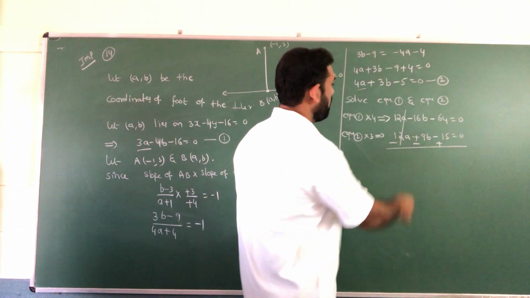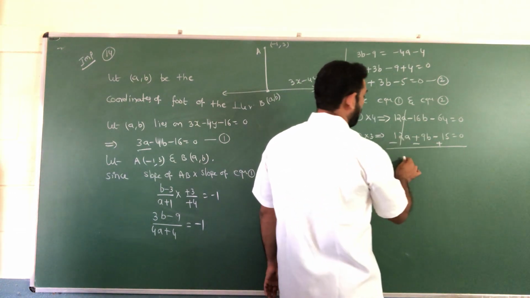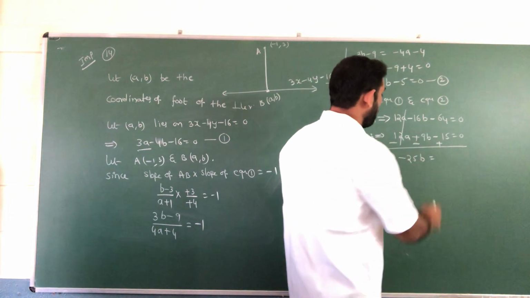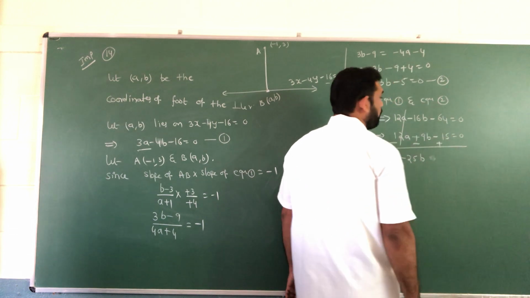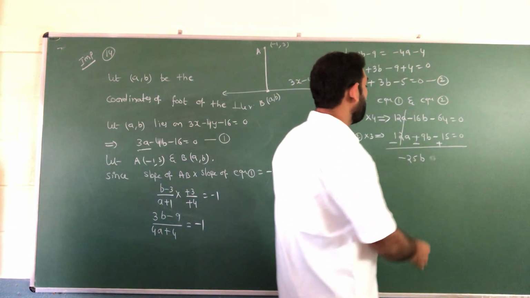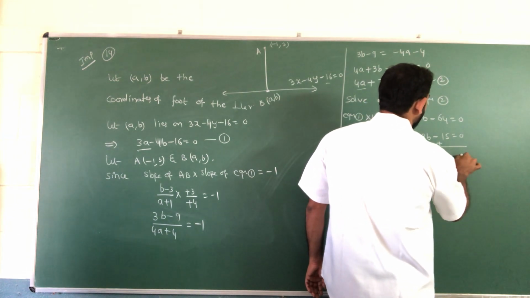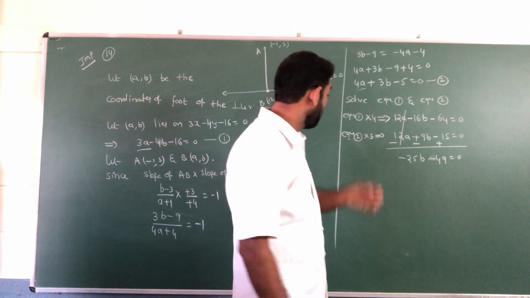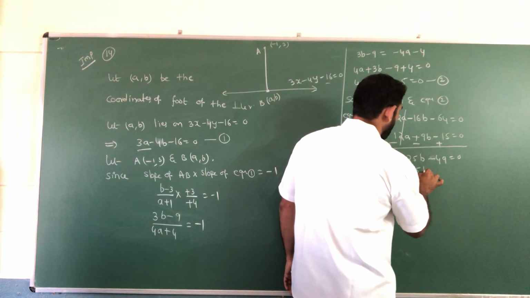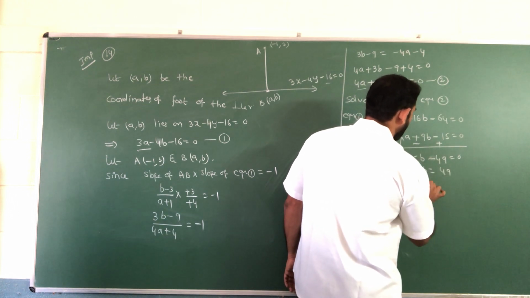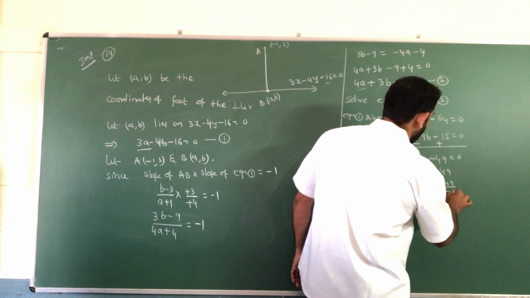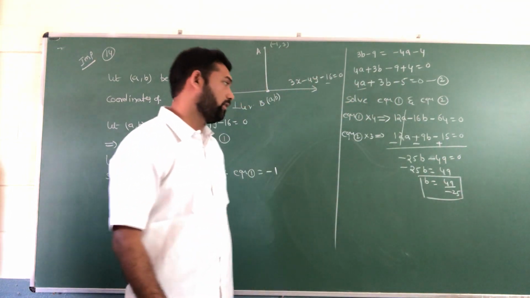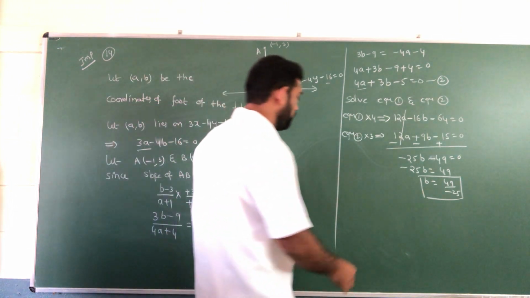So what is remaining? Minus 16b minus 9b, that is minus 25b. Next, minus 64 plus 15. How much is that value? Minus 49, equal to 0. So minus 25b equals 49, so b is equal to 49 by minus 25. That is the b value. Then similarly simplify the a value.